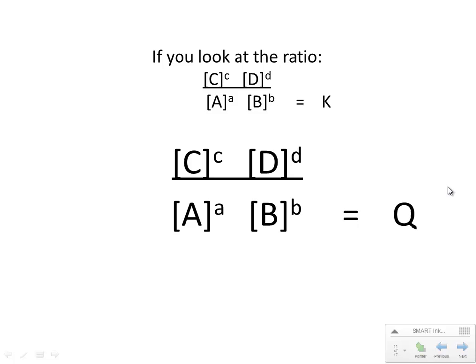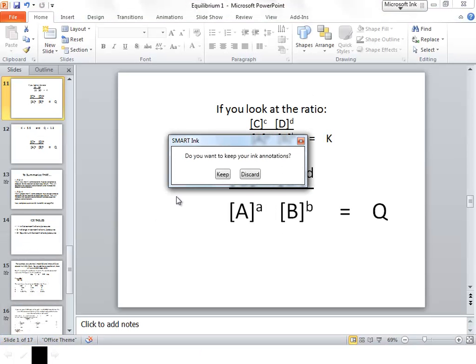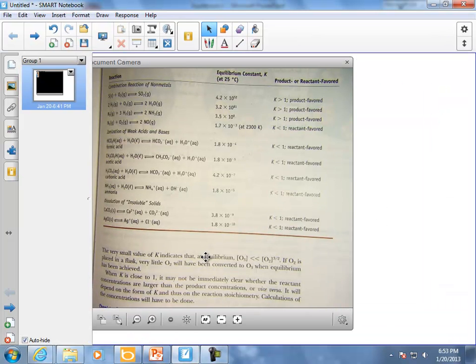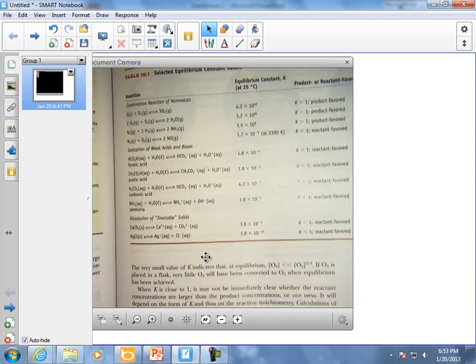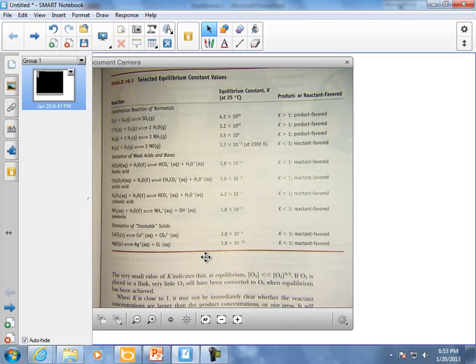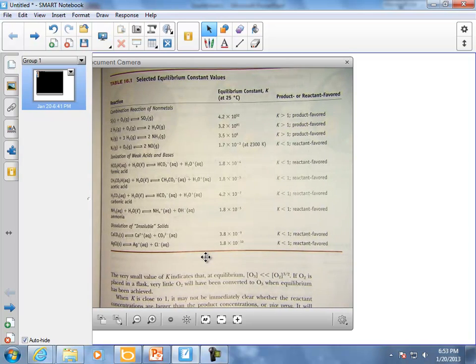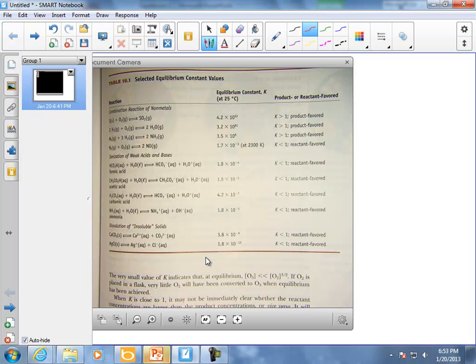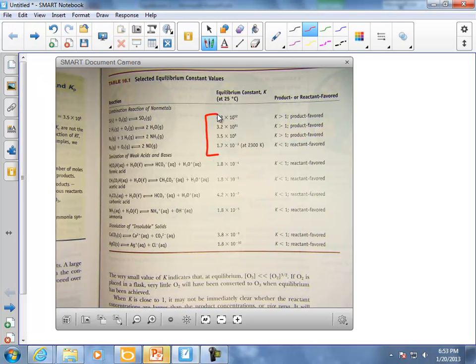So if you look at the chart on page 731 in your book, I'm going to transition out of the PowerPoint to do that. So here's the chart on page 731. And this lists a few possible equilibrium constant values. If you look at these, you'll see the ones on the top are relatively big. We've got 4.2 times 10 to the 52nd. And as we move down here, actually I should kind of take this away.